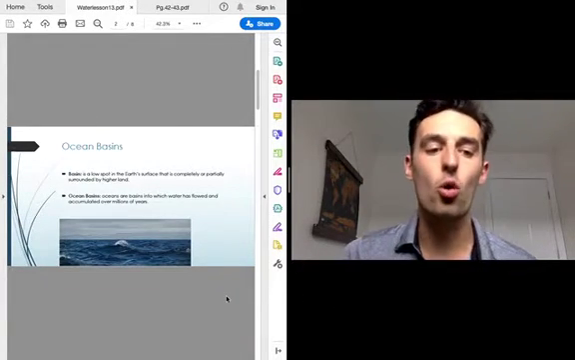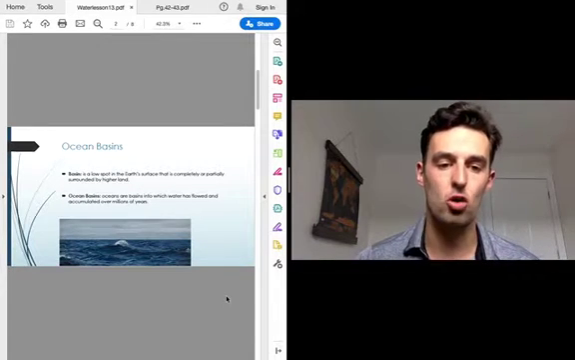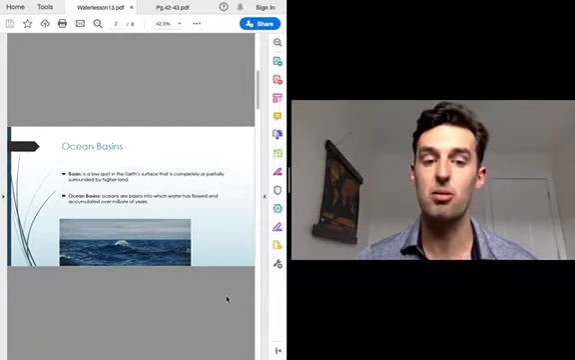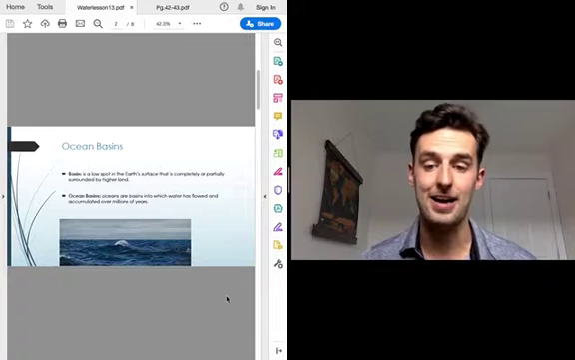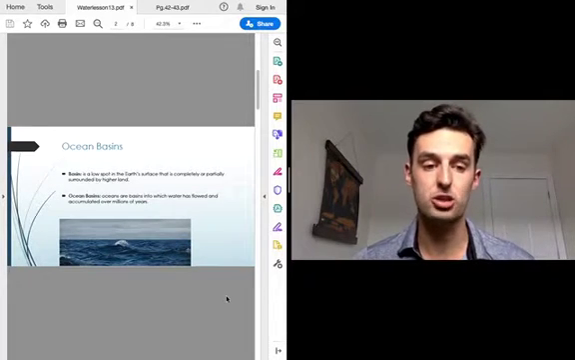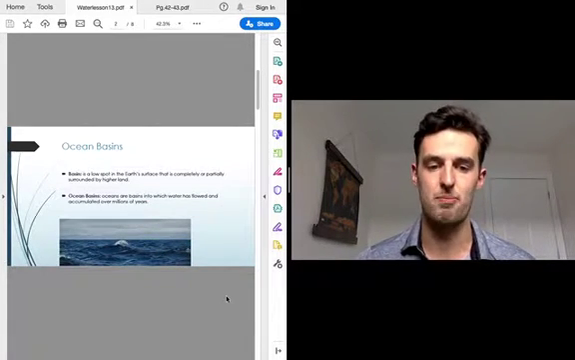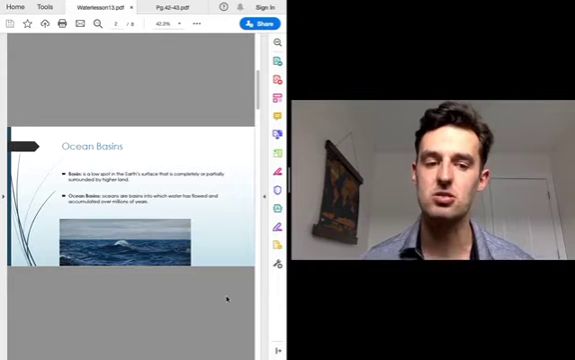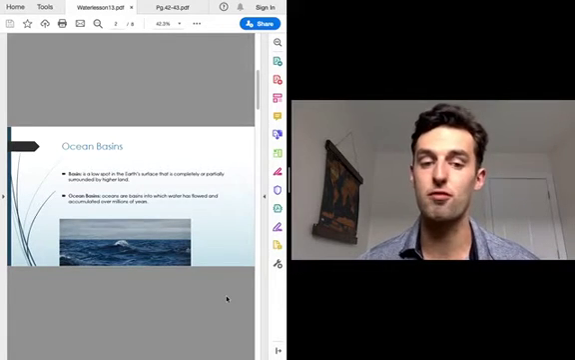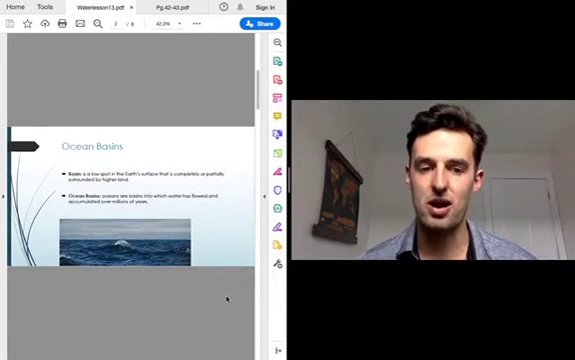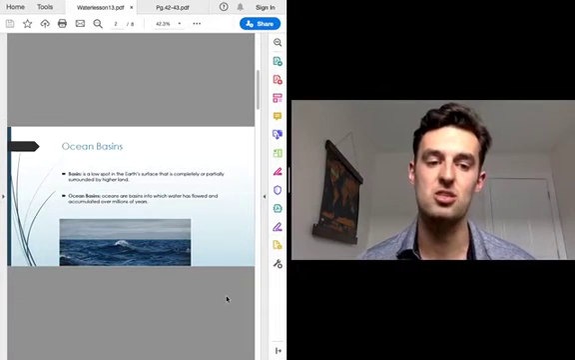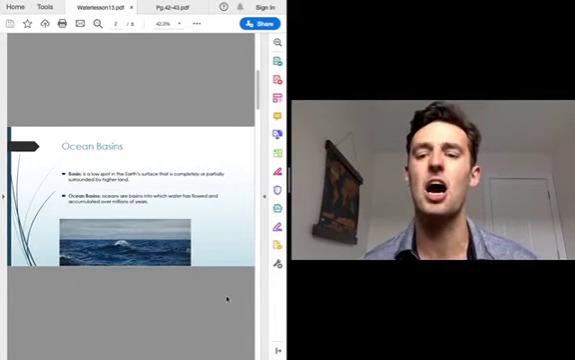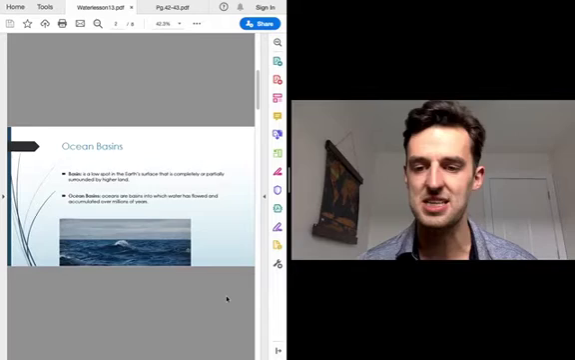So we're talking about ocean basins. A basin is a low spot in the Earth's surface that is completely or partially surrounded by higher land. And ocean basins are basins into which water has flowed and accumulated over millions of years. So an ocean basin is basically another word for the ocean. A basin is anywhere that is completely or partially surrounded by higher land, kind of like the Hudson Bay would be an example of a basin.